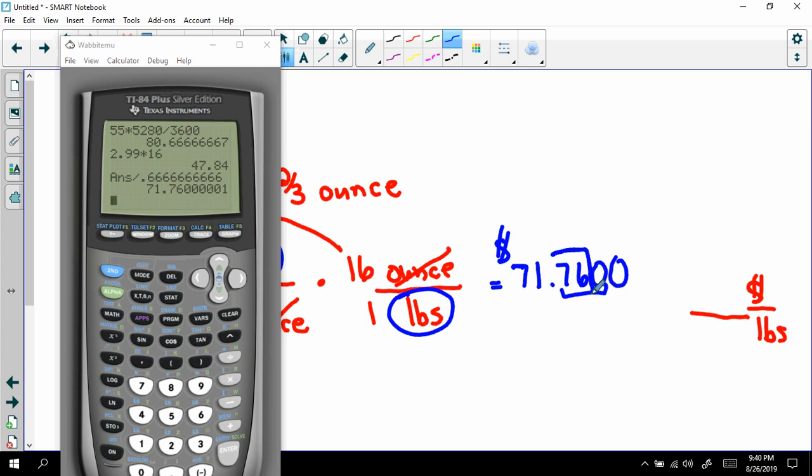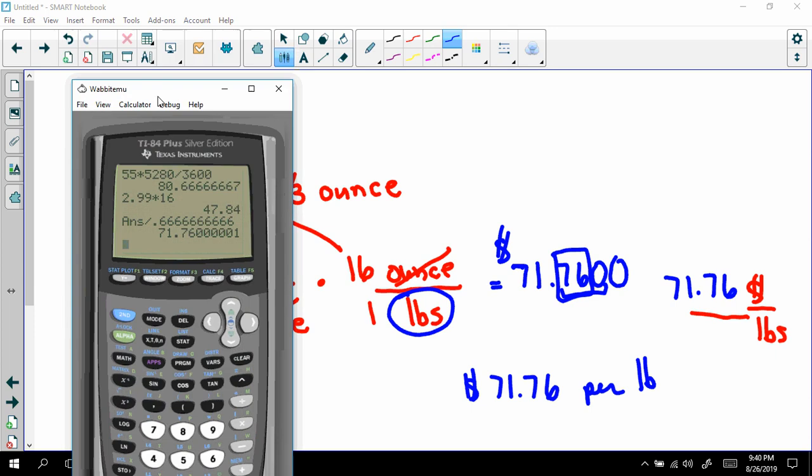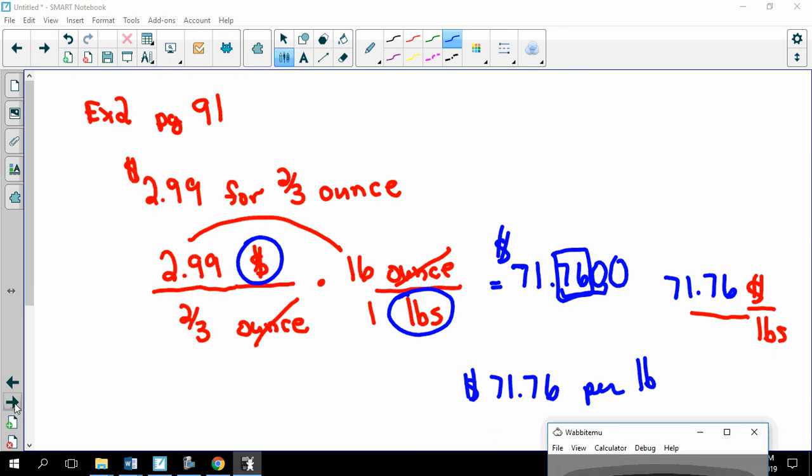So we look, if we're going to the nearest, oh, this would be dollars per pound, so we're forced to just go right there, $71.76 per pound. But then you write it out as dollars per pound. Matched it. I did good. Next problem.